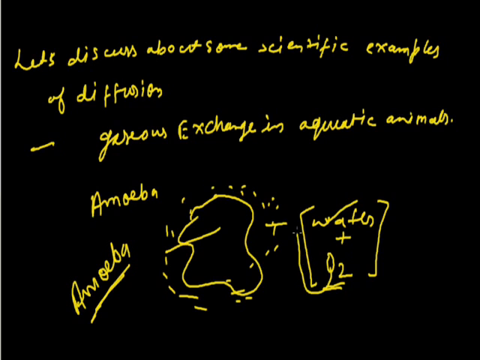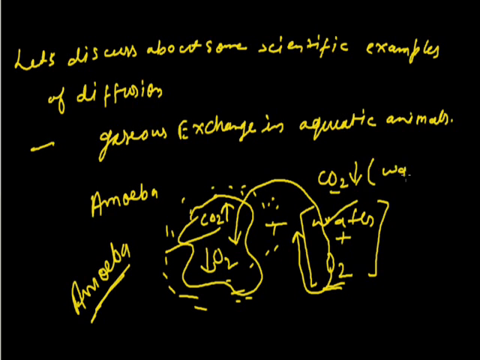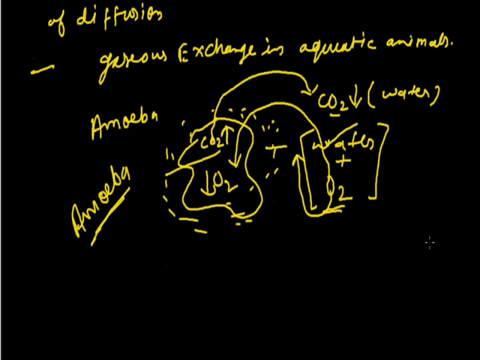Oxygen is more in the environment and less in the body of the amoeba. So oxygen will start coming inside the body of the amoeba, and after the process of using oxygen they will form CO2, and this CO2 will be more in the body of the amoeba and less in the water. So CO2 will diffuse out to the environment. So this is the simple phenomenon of diffusion, in which the amoeba exchanges the gases through the water.